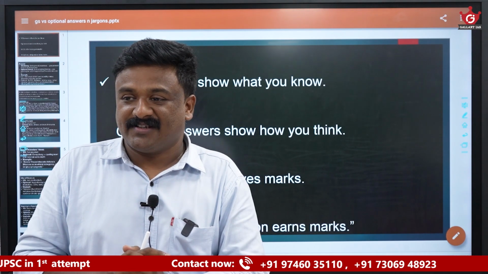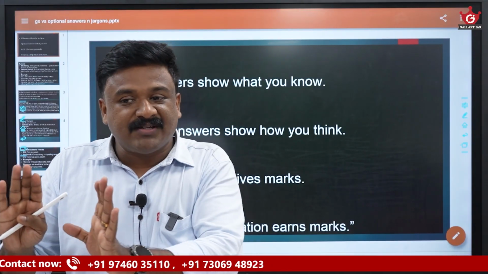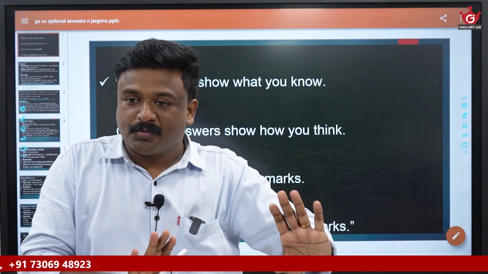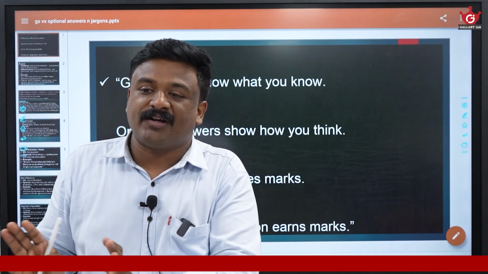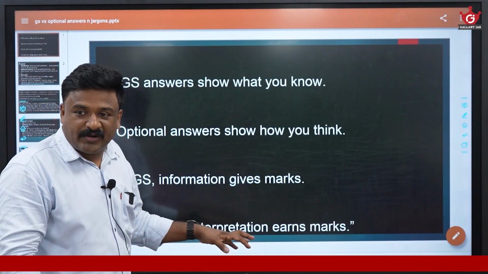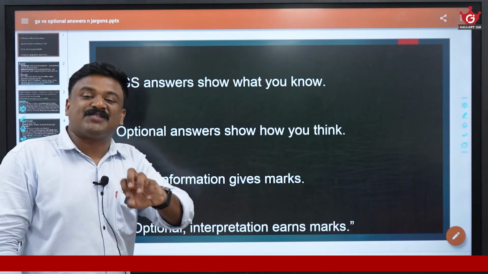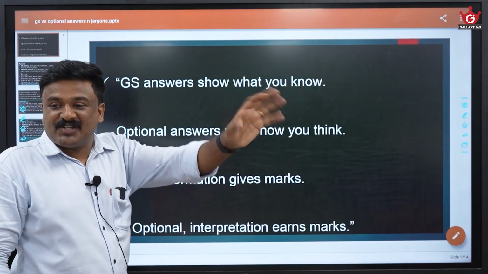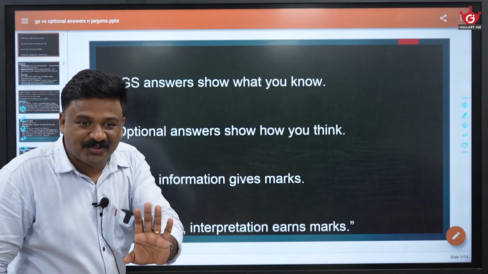Okay, this understanding is very significant, because if you write an answer the same way you do in the GS paper in optional, then you cannot score 250 plus or 300 plus in your optional. So simply understand what those differences are, according to historians and toppers, according to experts and toppers. Please try to understand the difference between history answers in the GS paper and history answers in the optional paper. This is clear? Clear to everyone?